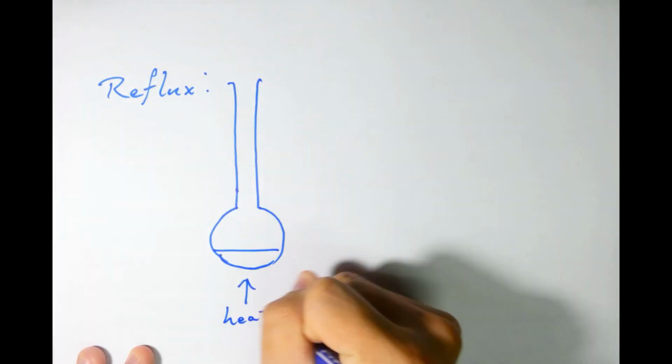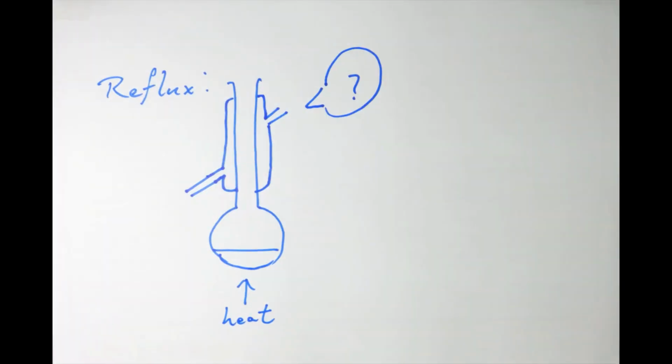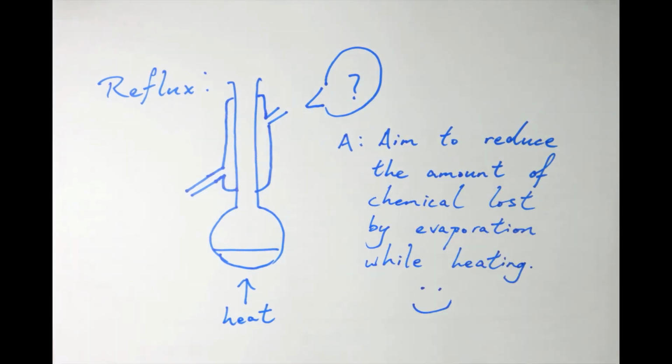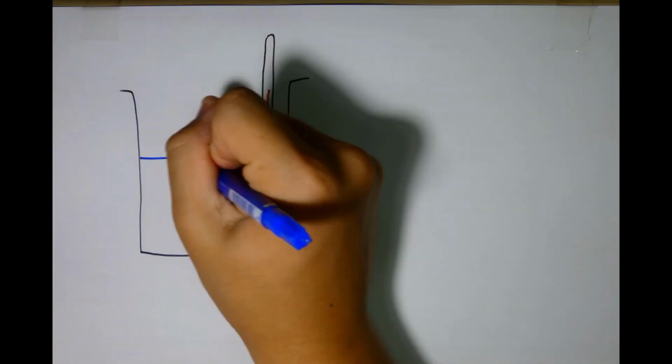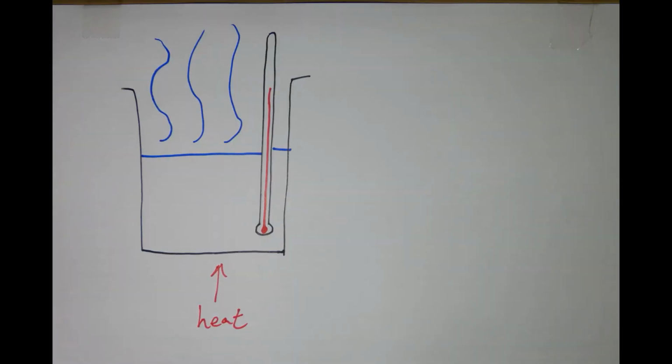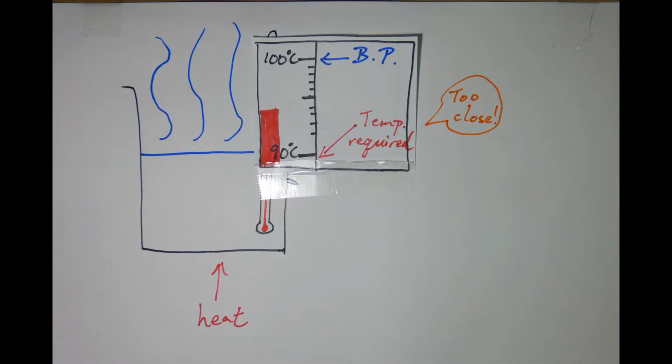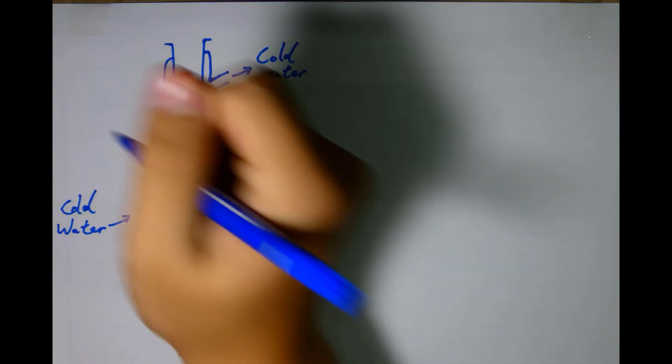Before talking about the reaction, we need to know what reflux is. Reflux is a system that is built to reduce the amount of chemical loss by evaporation while heating. Let's say you want to heat the water to 90 degrees. It is impossible for the water to not vaporize because the temperature you want is so close to its boiling point. So, this setup is introduced.